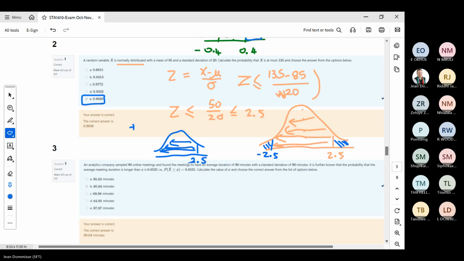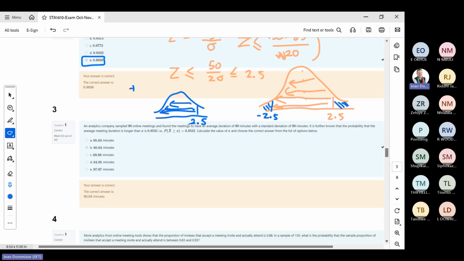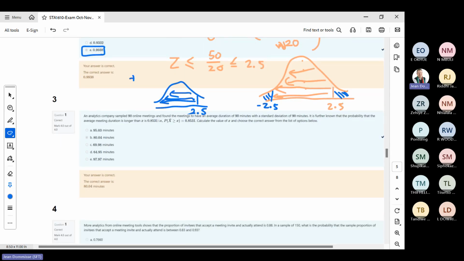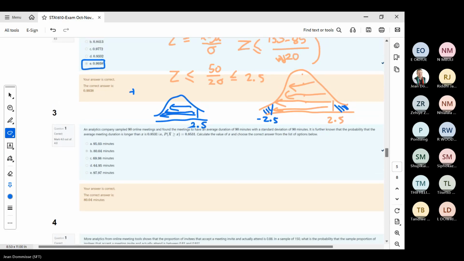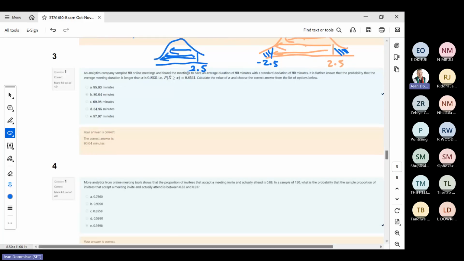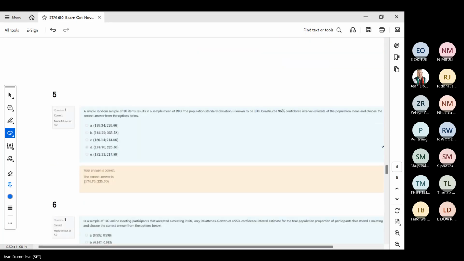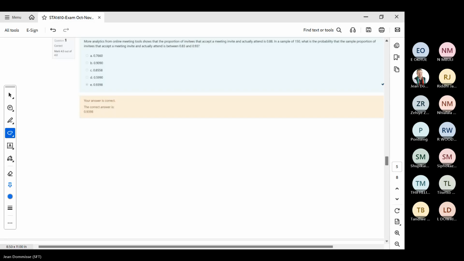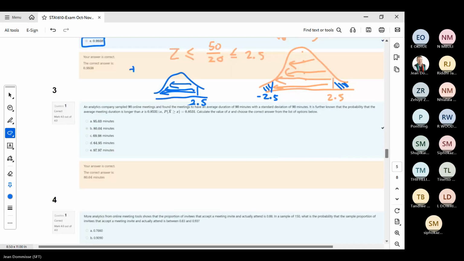Normally what happens is they have a very similar type of question, but instead of giving you the Z or asking for the Z, they ask you to work out what X is. Okay, so let's just look at this one. I just want to see if I can make it at least a bit bigger.